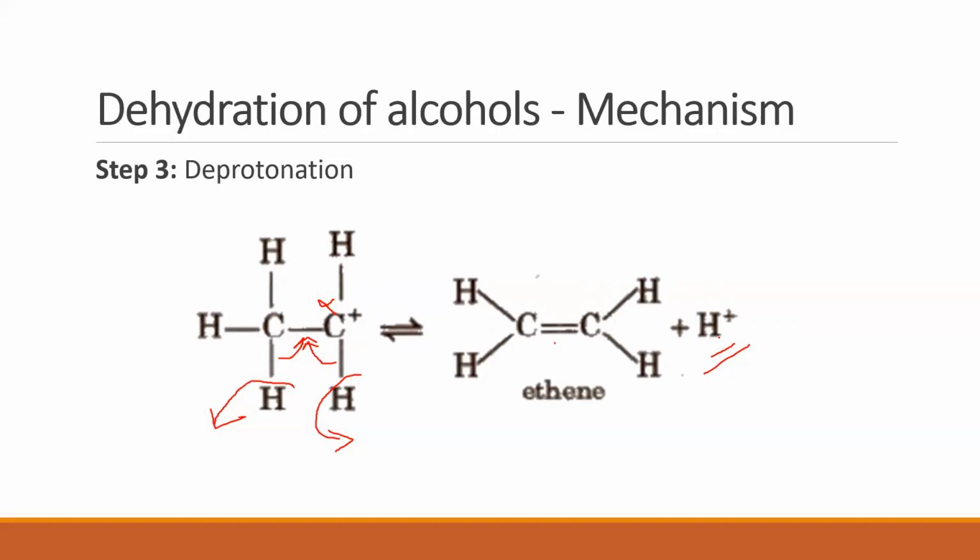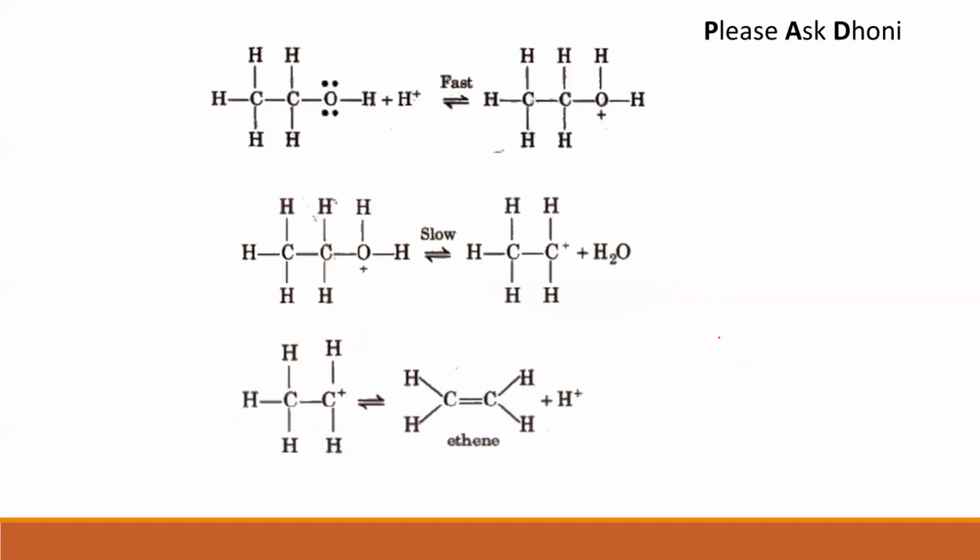So these are the three steps. Which are the three steps? First step, attack of H plus, protonation to give us this species. Second step, removal of water forming the carbocation. And the last step is removal of H plus to form the ethene.